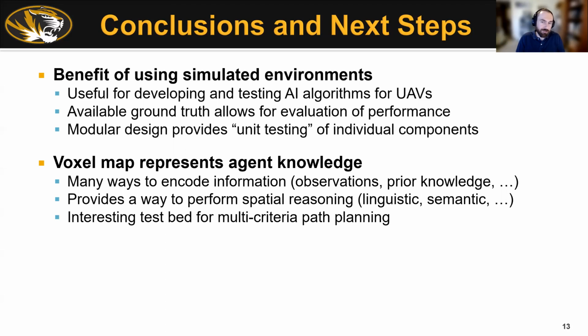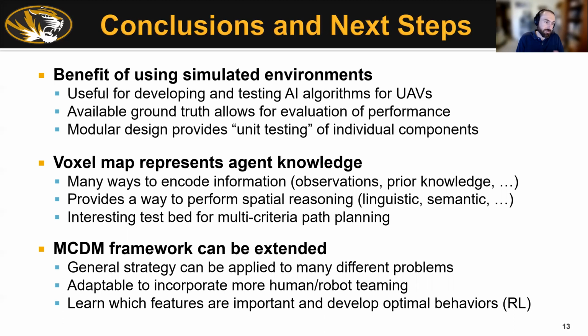Using the voxel map is a great way to represent the agent knowledge, especially spatial knowledge. It's a way we can encode prior information into that voxel grid, for instance, search to the south. We can do more complex spatial reasoning things in the future, like understanding what that environment looks like. And it's just a really interesting testbed for path planning and multi-criteria problems. And so the multi-criteria stuff can be extended, of course. Lots of different application domains can be expressed within this framework.